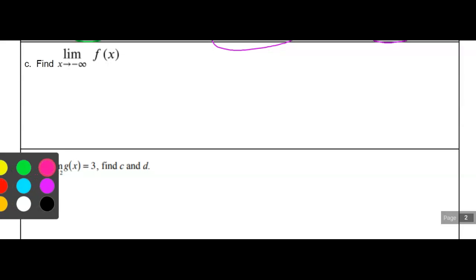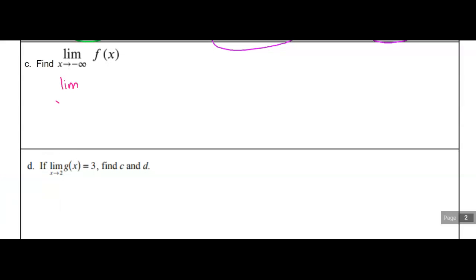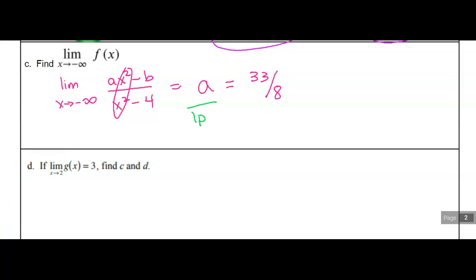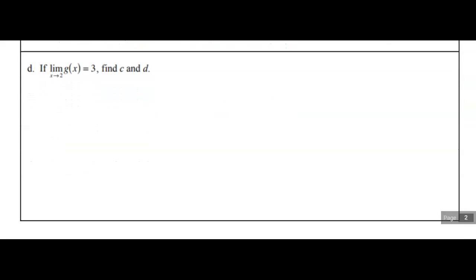I love limits at infinity because they're quick. We've got the limit as x approaches negative infinity of f. Remember, with limits at infinity, we want to compare the powers and see which rule applies. Since our powers are the same, this is when we use our coefficients, okay? And we know what a is, so we're going to substitute that in. You get 1 point if you said it was a, and you get 1 point if you plugged in the value that you found for a.